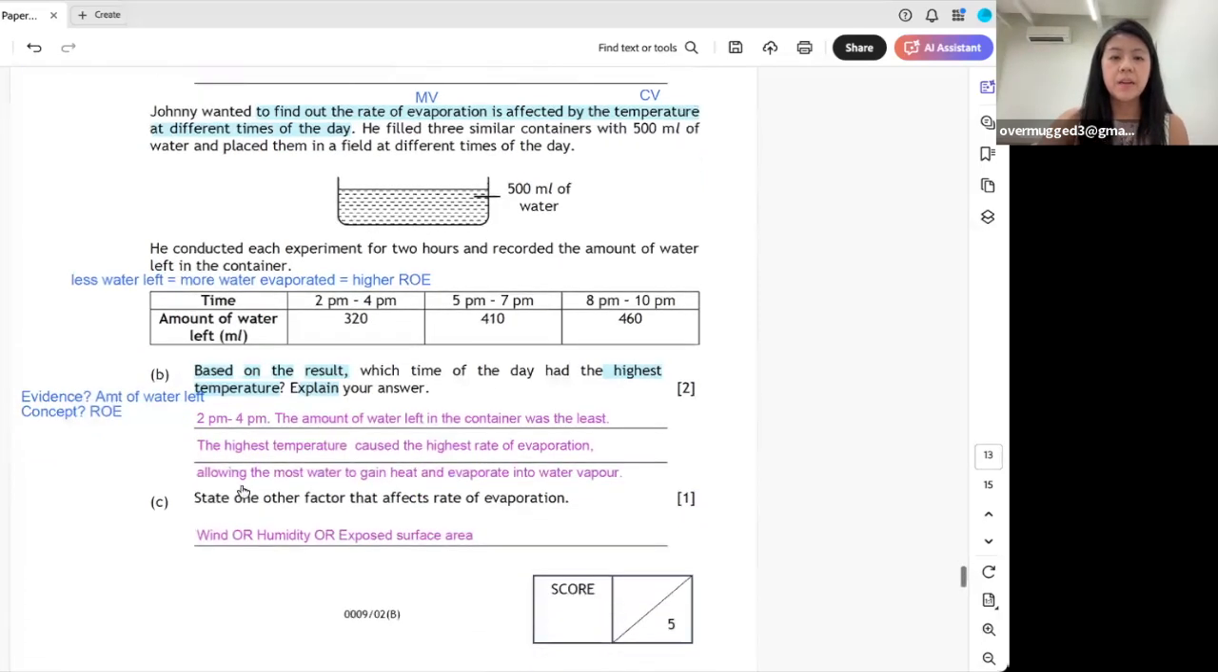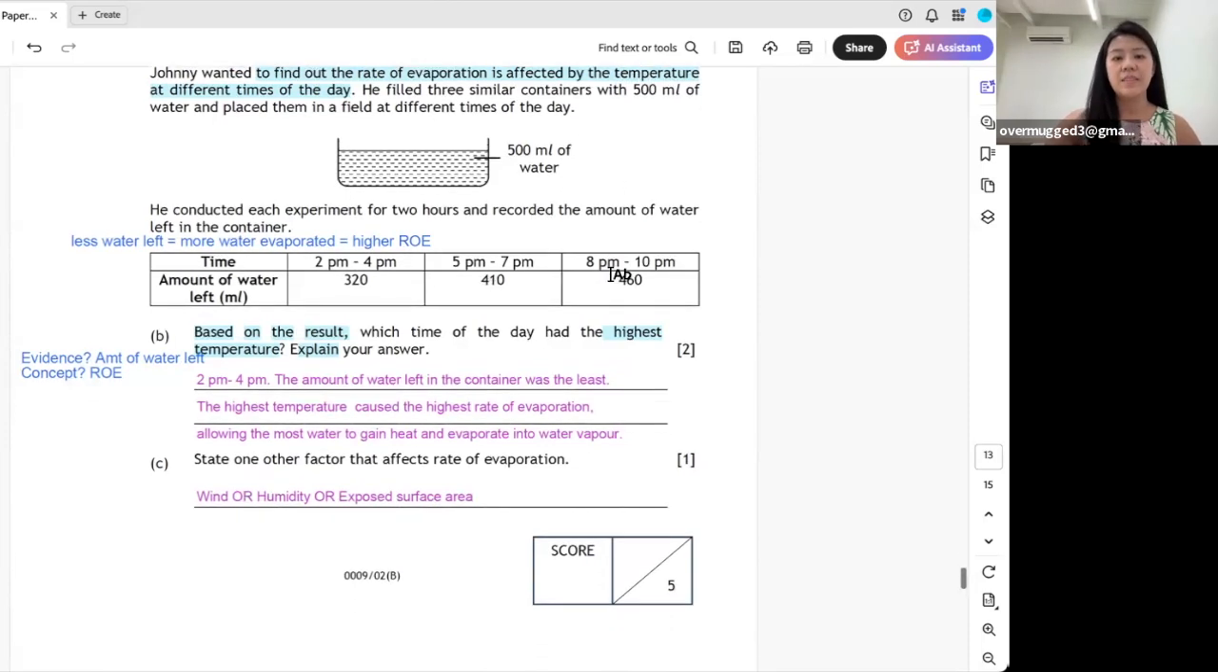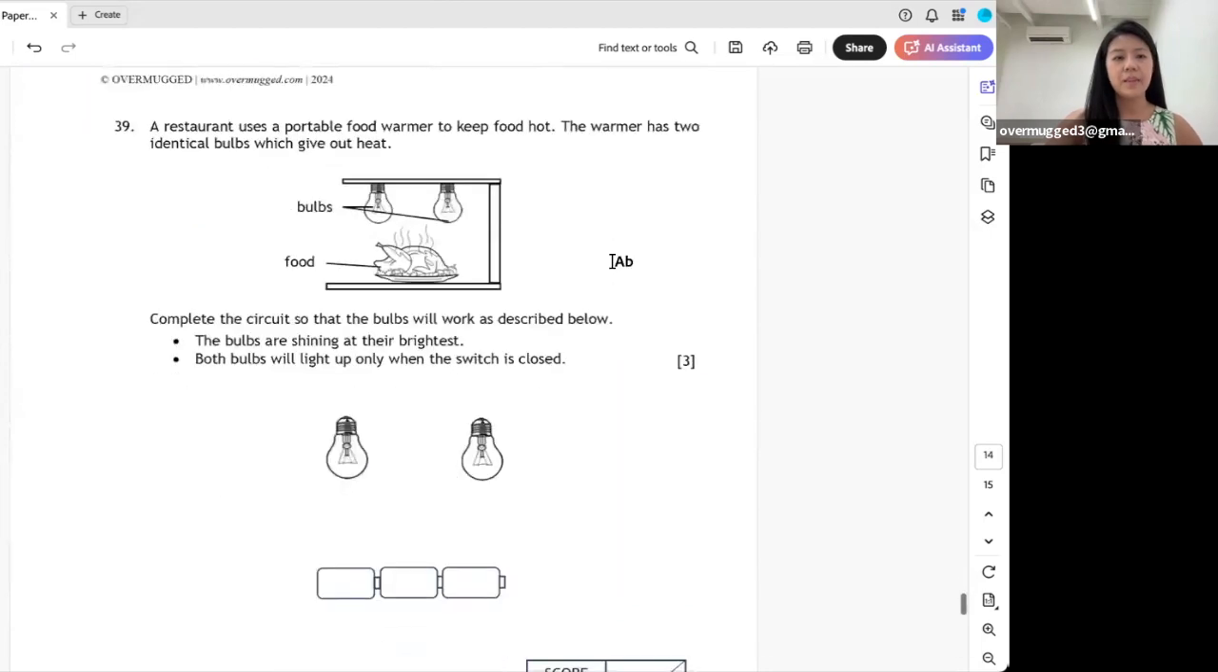Now state one other factor that affects rate of evaporation. You can state wind, humidity, or exposed surface area. You have learned 4 different factors that affect rate of evaporation, so any one of these 3 would be the correct answer. We cannot use temperature anymore because this was already the factor that we used to conduct this experiment. Okay, 39 is an electricity question.